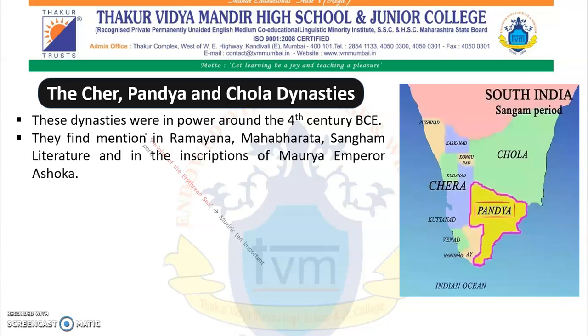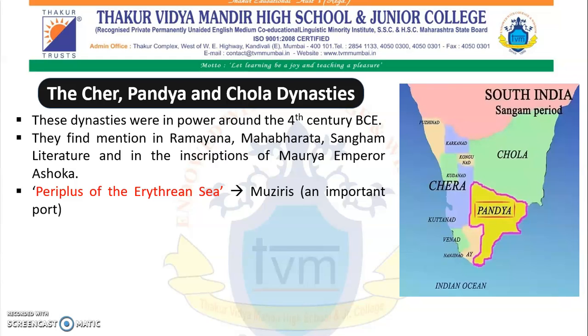There is also a very famous book or manuscript known as the Periplus of the Erythraean Sea. This manuscript or handbook is written on the Red Sea. It was written by a sailor from Egypt and it gives us information about different ports which were there during the dynasty of the Chera, Pandya and Chola kings, and it also mentions the trade that went on along the Indian coastline, the Persian Gulf and Egypt.